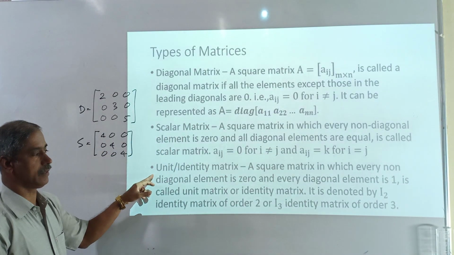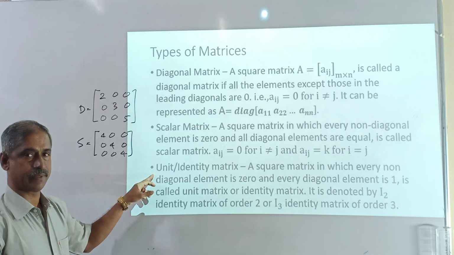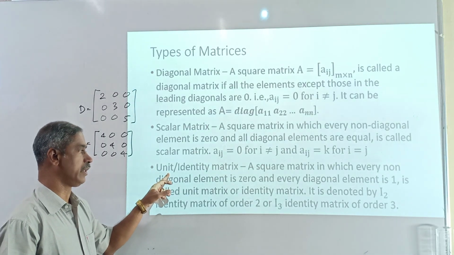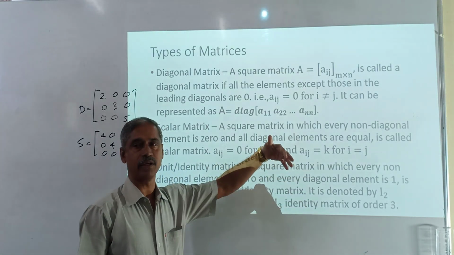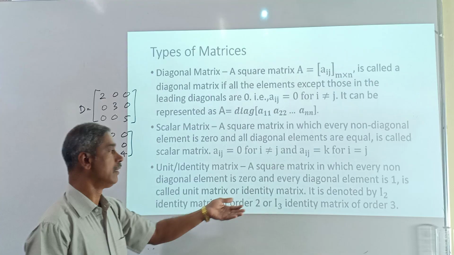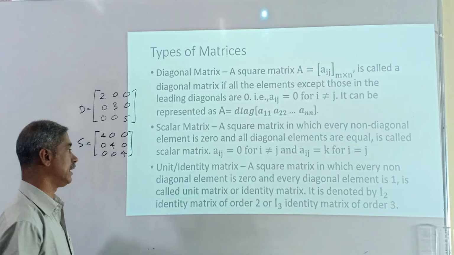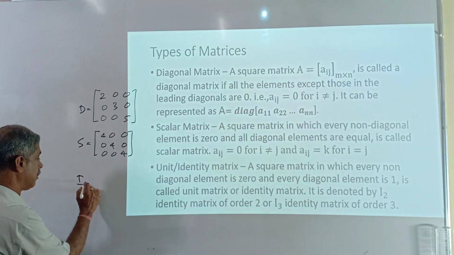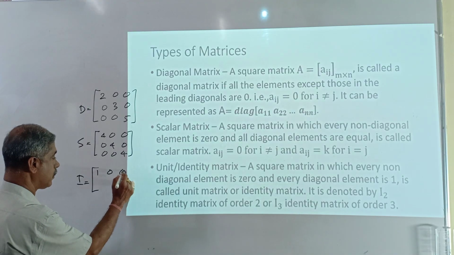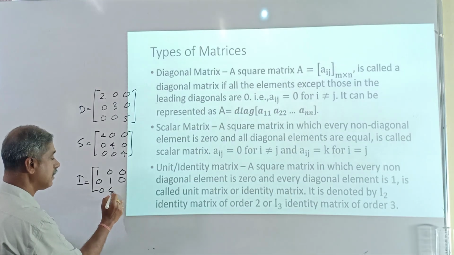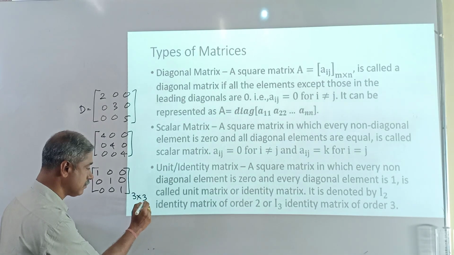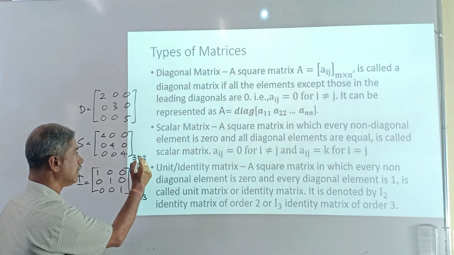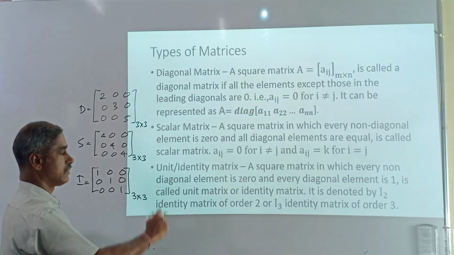The last form of this type is the identity matrix. It could also be called a unit matrix or identity matrix, where it should be a square matrix. It may even be called directly a scalar matrix where the diagonal elements should be 1 itself. The diagonal elements should be 1 itself: 1, 0, 0, 0, 1, 0, 0, 0, 1. It's a matrix of order 3 by 3, and this also follows the same paths.